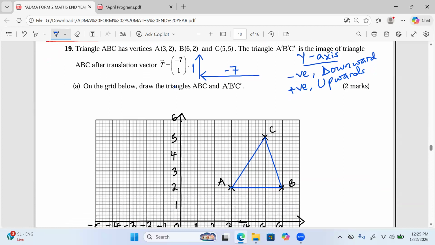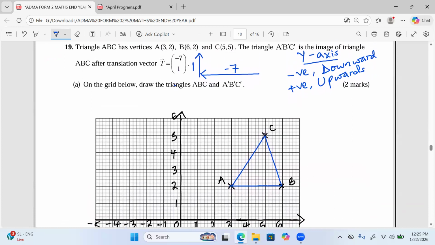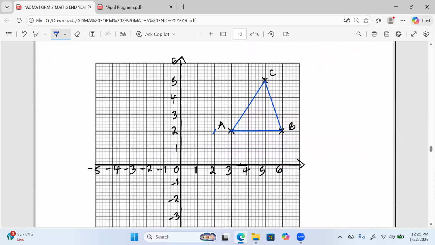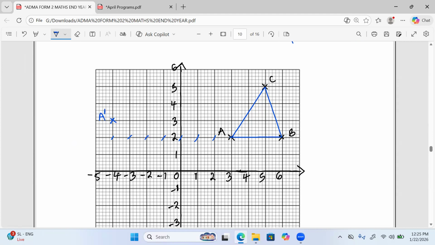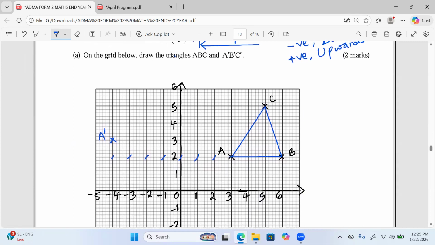So we begin with coordinate A. We move 7 units to the left and 1 unit upwards. So from coordinate A, we have 1, 2, 3, 4, 5, 6, 7. Then upwards 1 unit. This is where we find ourselves. This is called A prime now. It's advisable you name the coordinate immediately you identify it.